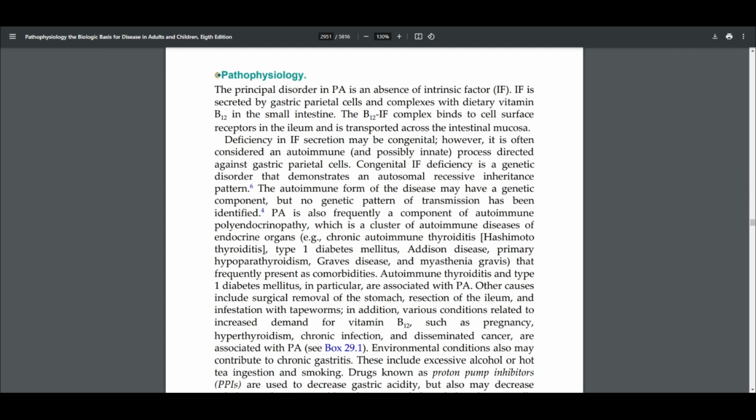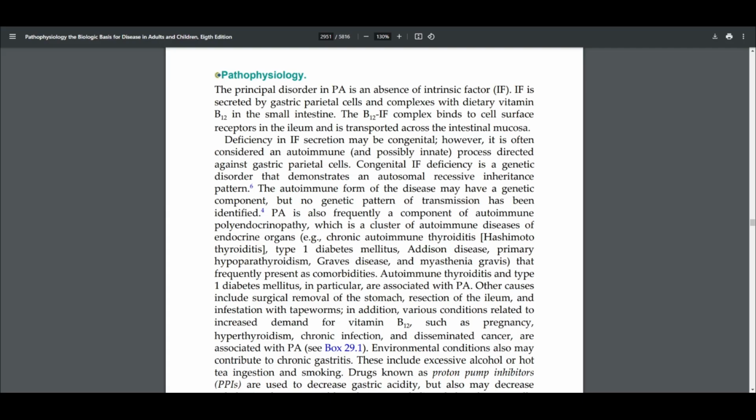Pernicious anemia is also frequently a component of autoimmune polyendocrinopathy, which is a cluster of autoimmune disorders or diseases of the endocrine organs, meaning your type 1 diabetes mellitus, your Addison's disease, your primary hypoparathyroidism, Graves' disease, and myasthenia gravis. All of these can frequently present as comorbidities. Autoimmune thyroiditis and type 1 diabetes, in particular, are associated with pernicious anemia.